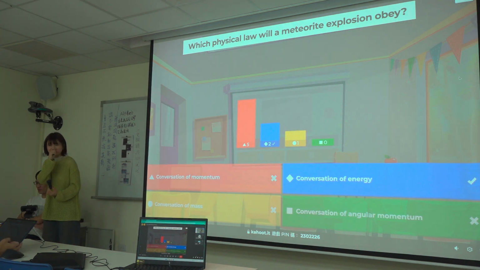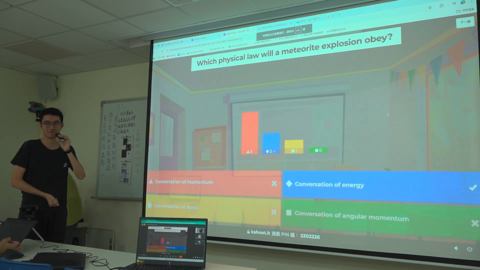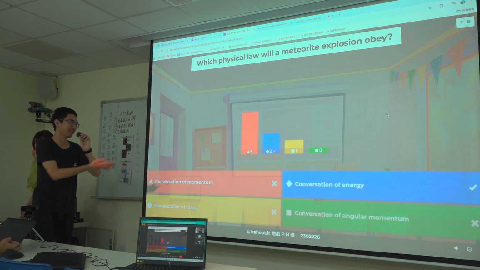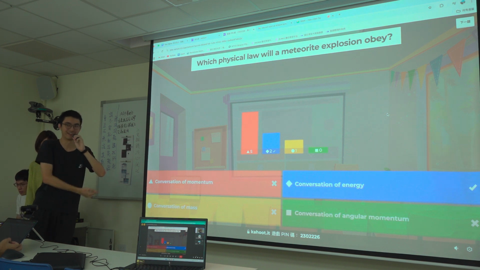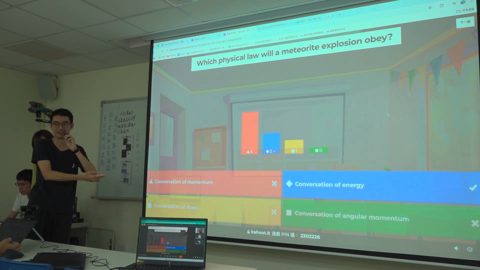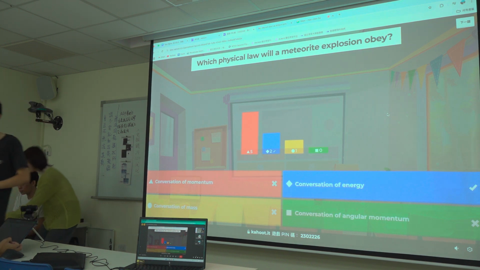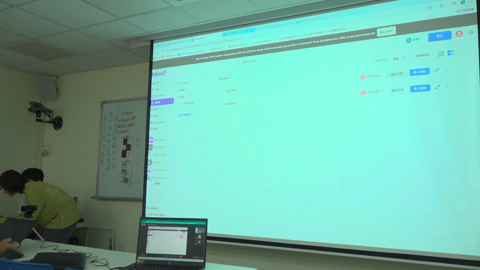Oh, sorry. It's my fault. The answer is conservation of momentum. Because it has the phase, so the energy isn't conserved, and angular momentum is not, because I don't know what rotation and conservation of mass is called in chemistry. Yeah. Do we do it again or not? Yeah, let's do it again. Otherwise, the score will be weird, right? Again.